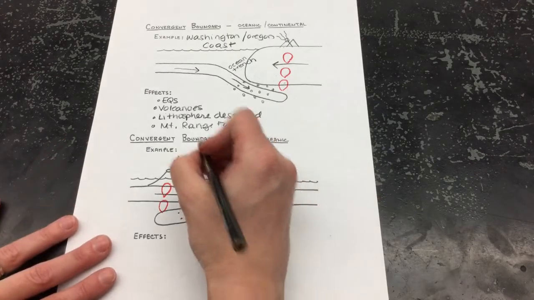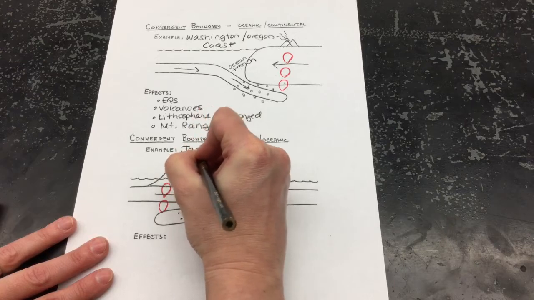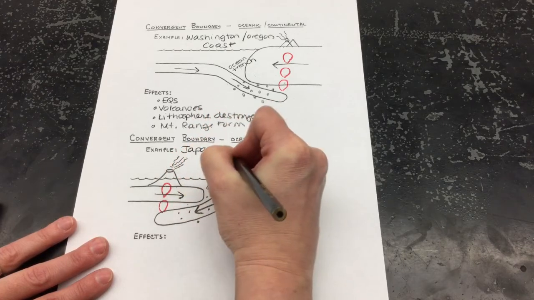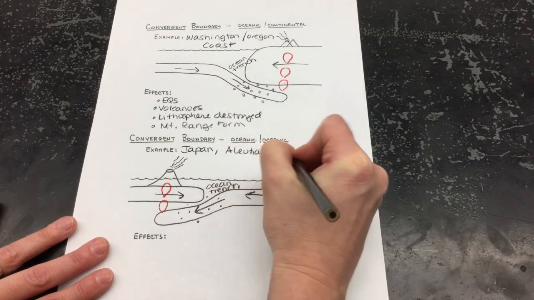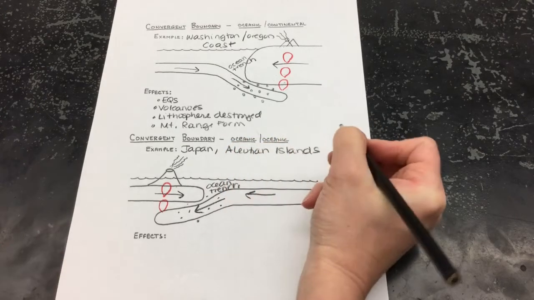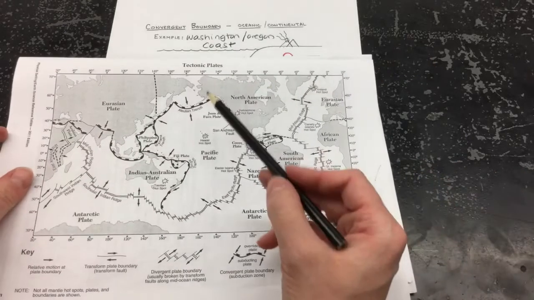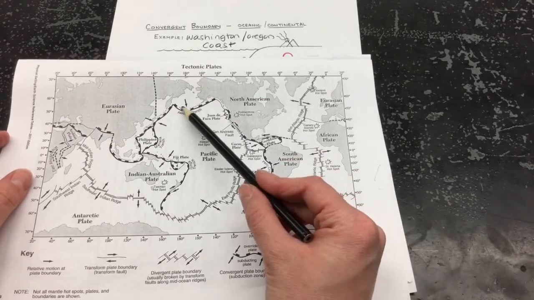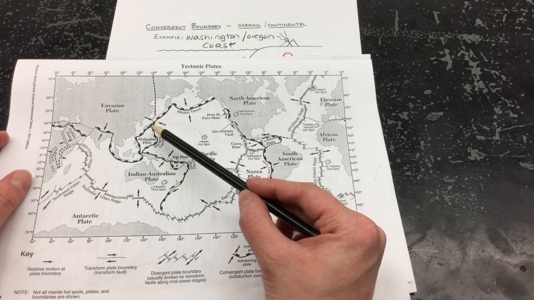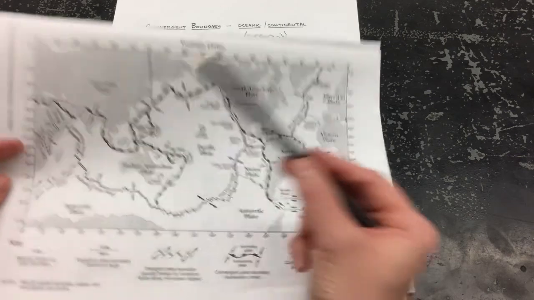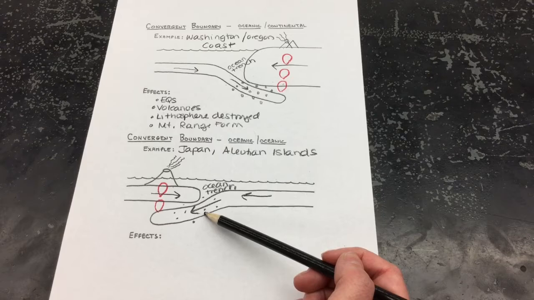Great example of this is Japan. Japan is formed in this way. Also the Aleutian Islands off the coast of Alaska. So if we look at our reference table here, here's your convergent boundary. All of these islands were formed in this way, as well as Japan over here. All convergent boundaries where subduction is taking place.